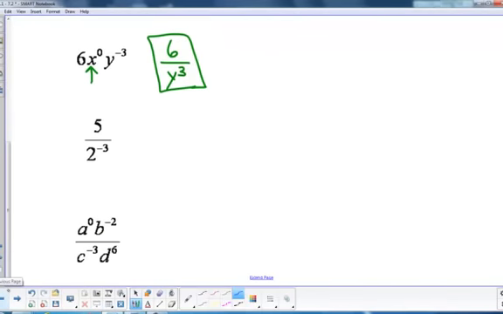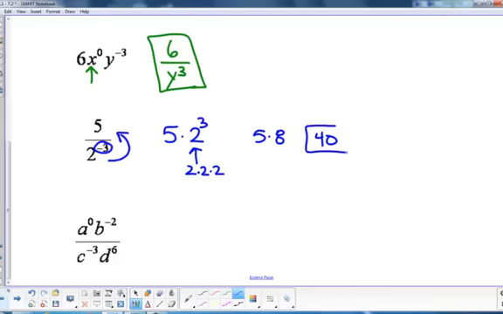So when the negative exponent's in the denominator, we can move the whole thing up and it becomes positive. So this is 5 times 2 to the positive 3. 2 to the positive 3 is 8. So this is 5 times 8. So our answer is 40.